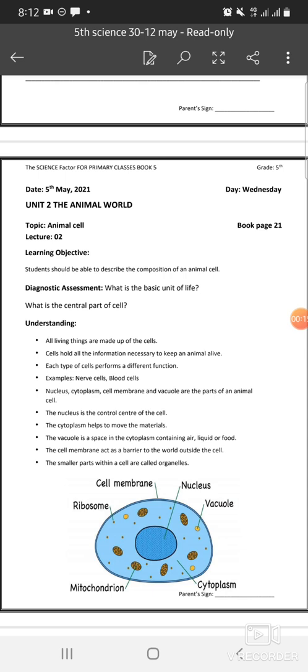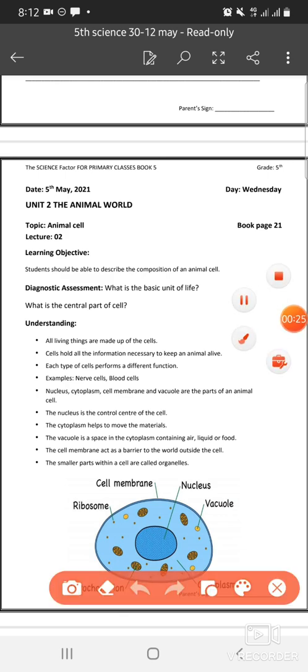Dear students, today we are going to start our topic Animal Cell from Unit 2, The Animal World, and this is our lecture number 2 from Unit number 2. Our learning objectives are: students should be able to describe the composition of an animal cell. Means, after studying this topic, a student should be able to define all the parts and the functions of the parts of the cells.